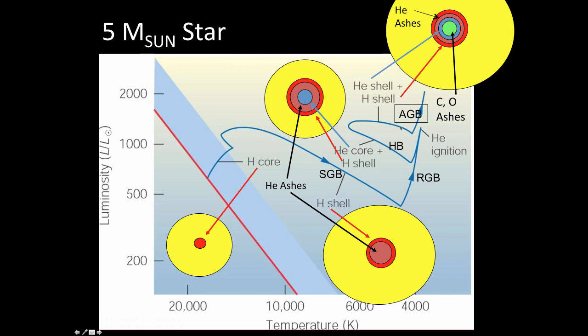As you move along the so-called asymptotic giant branch, you finally move up here, and eventually you start moving up here and onto the next stage of the star's life.